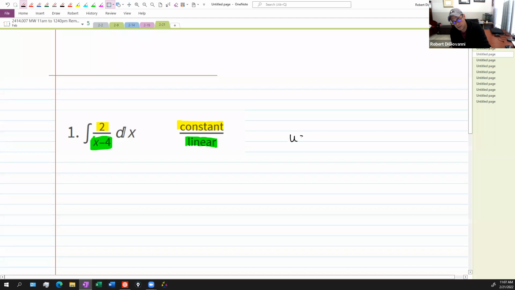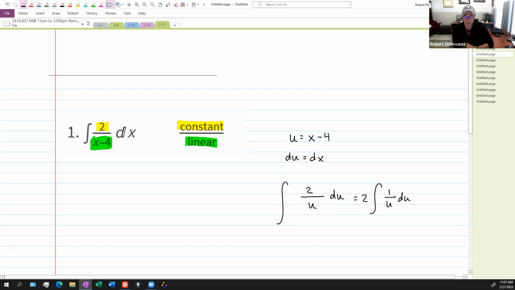The u here would be just the bottom, x minus 4. Du would just be dx. And so this integral could be rewritten as 2 over u du. That's just basic u substitution, the first type of substitution we learned. Then you can pull the 2 out, 1 over u du, and the antiderivative of that is natural log. So I'd say 2 natural log absolute value of u plus c. And then that would be 2 natural log of absolute value of x minus 4 plus c.